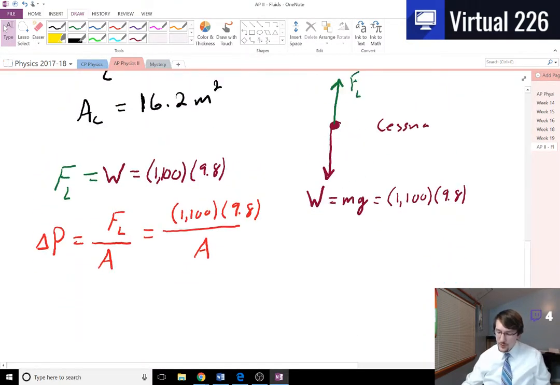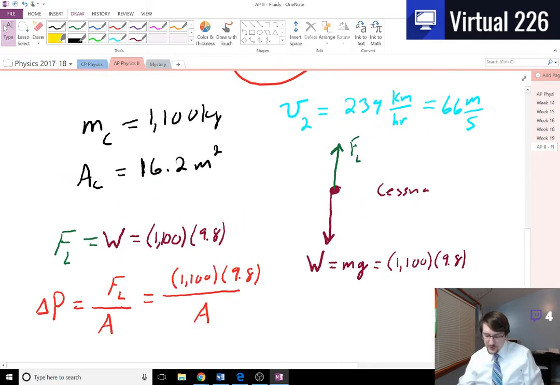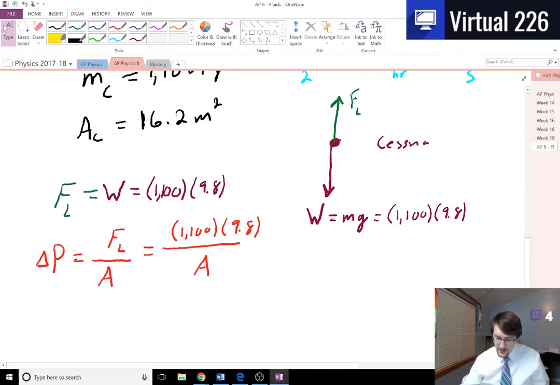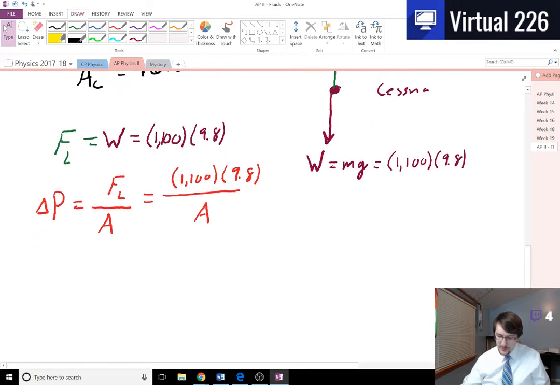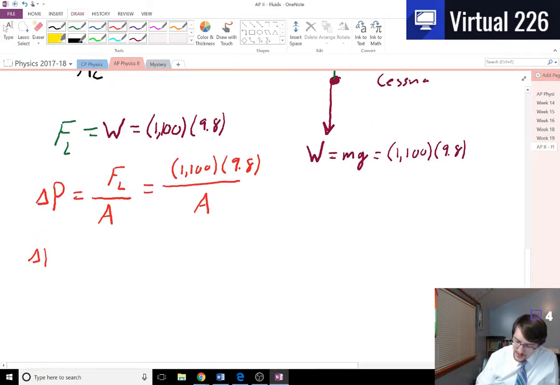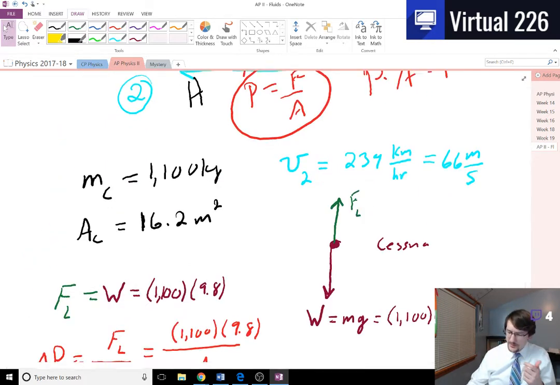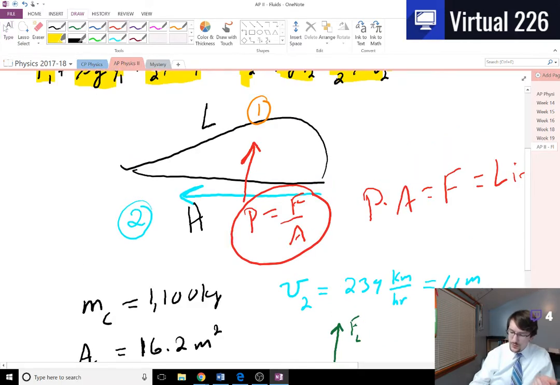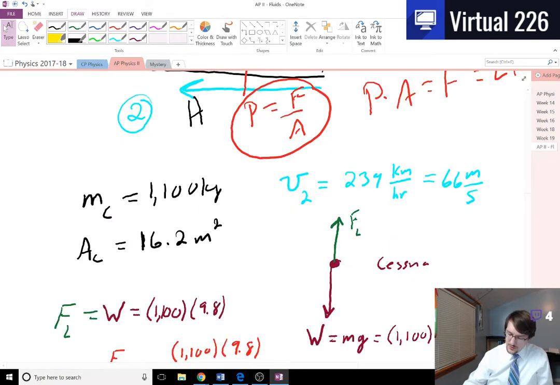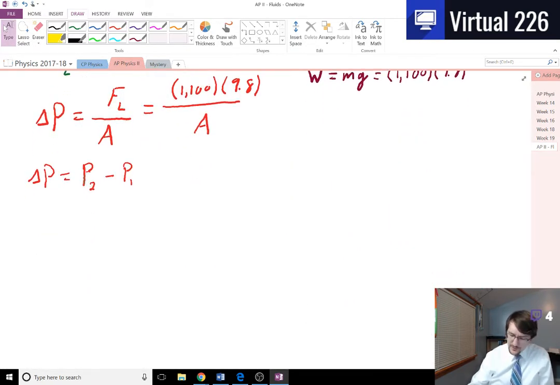So if we know this, we have a free body diagram, we know some information about this. If we want to get this delta P, what we're actually looking for is the pressure of region 2 minus the pressure of region 1. That's what we care about. What is that pressure gradient? Because if we have a pressure greater in 2 than 1, some positive pressure, we can assume up is positive, we'll get that lift.